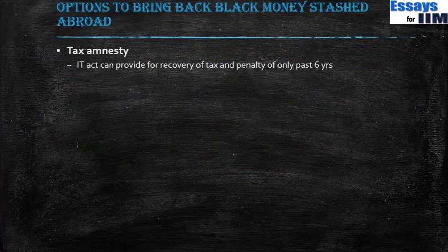Okay, what are the options to bring back black money stashed abroad? First of all is tax amnesty. The income tax can provide for a recovery of tax and penalty of only up to the past 6 years, or any kind of tax amnesty scheme which says that whatever money you have, you declare it and we will take, let us say, a block amount of 10% tax on that, or we will impose tax and penalty of only the past 6 years.